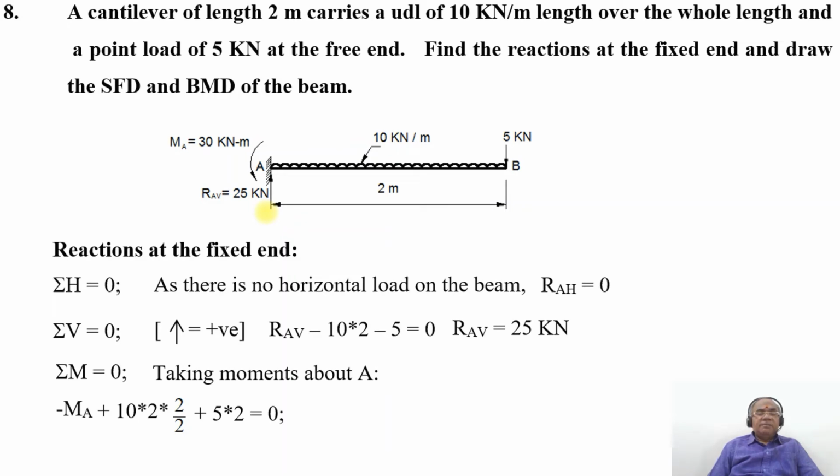So naturally it should be 20 plus 5 into 2, which is 30 kilonewton meter. So MA will be equal to 30 kilonewton meter. It will be in the counterclockwise direction, because as the load is acting downwards, it tends to bend the beam clockwise. So in order to keep the beam in equilibrium, you have to have a reactive moment acting in the opposite direction, that is, counterclockwise, which is equal to 30 kilonewton meter.